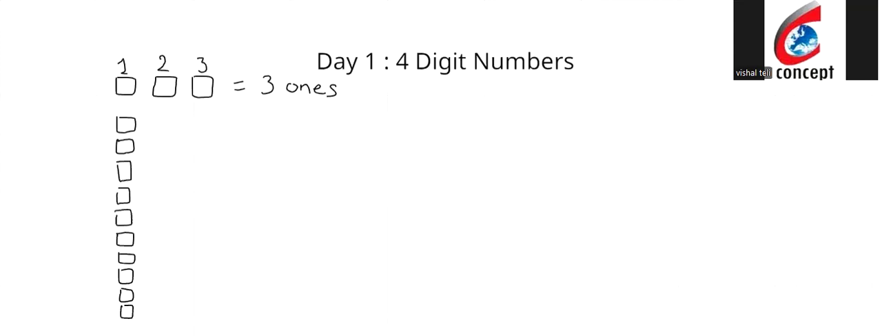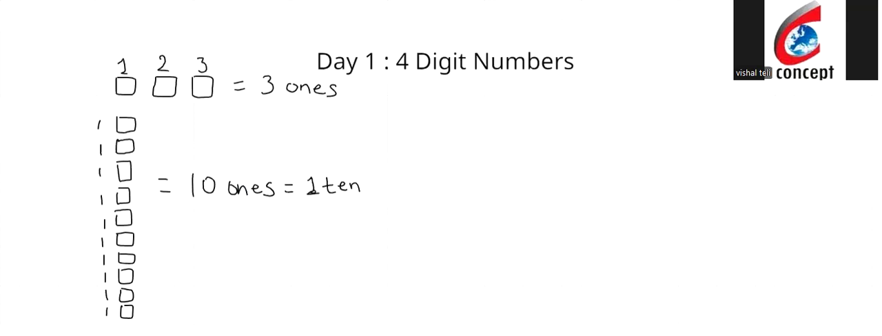These are ones. One, one, one, one, one. If we group together 10 ones, it becomes 1 ten. So we can write it here: 10 ones is 1 ten. Do you understand? All right.